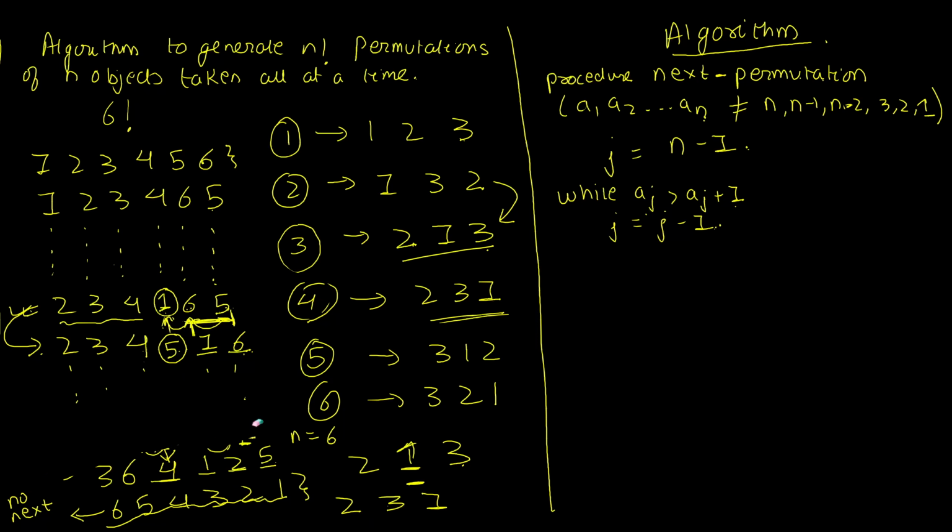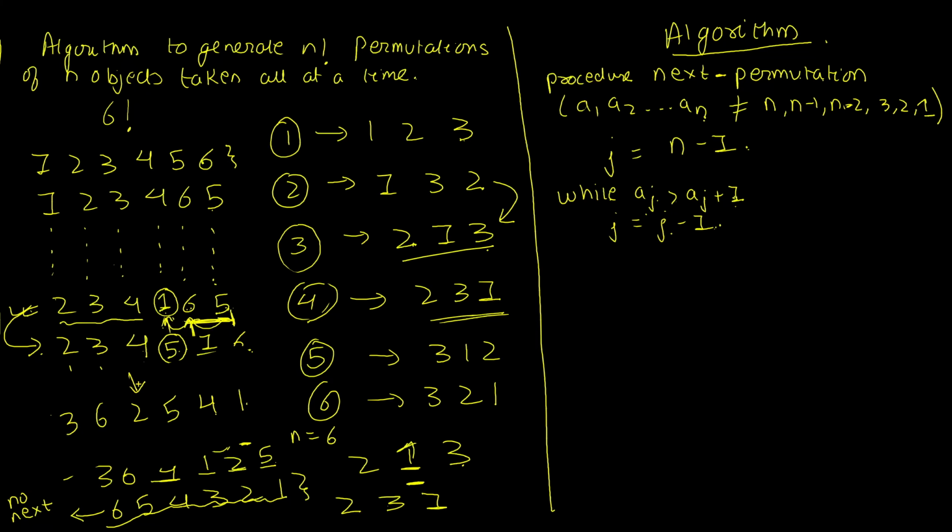Let me actually clean this and show you even better. 362541. So first I put my marker j on the second last element over here. And now I test this while condition. Is aj greater than aj plus 1? Is 4 greater than 1? Yes. In that case, I simply need to decrease j. Decreasing j means moving the marker to the left. The while loop condition is tested again. Is aj greater than aj plus 1? Is 5 greater than 4? Yes. The marker is shifted again.